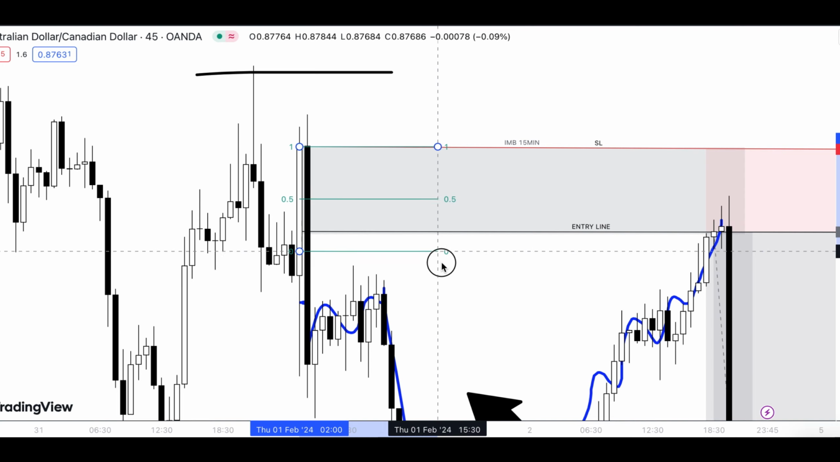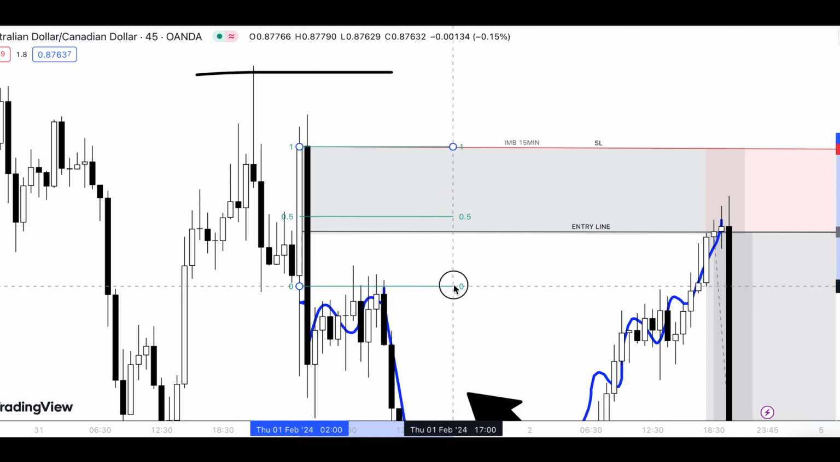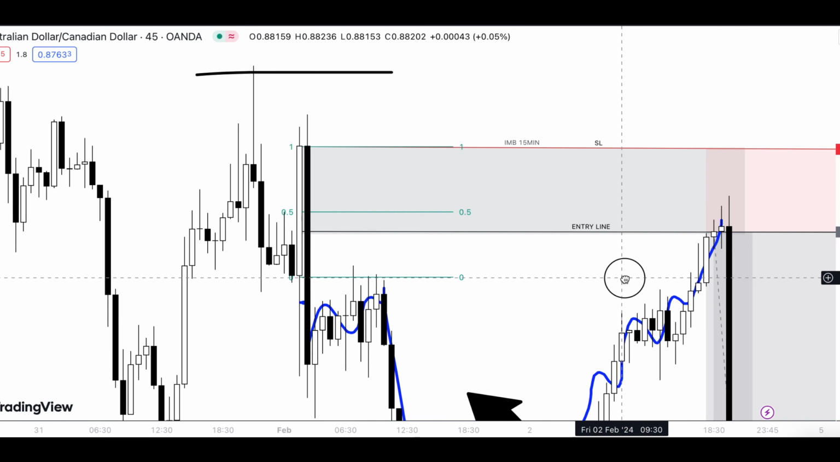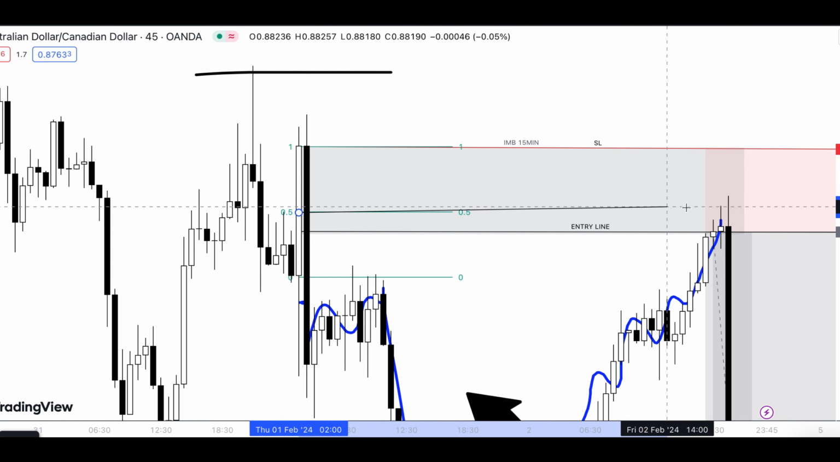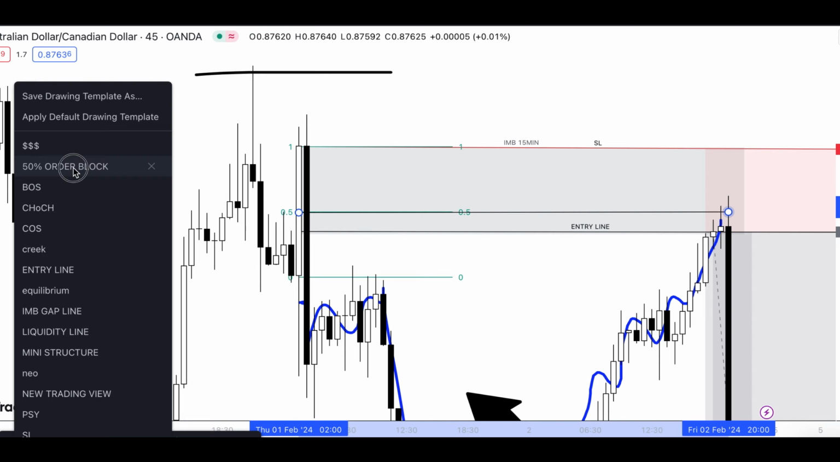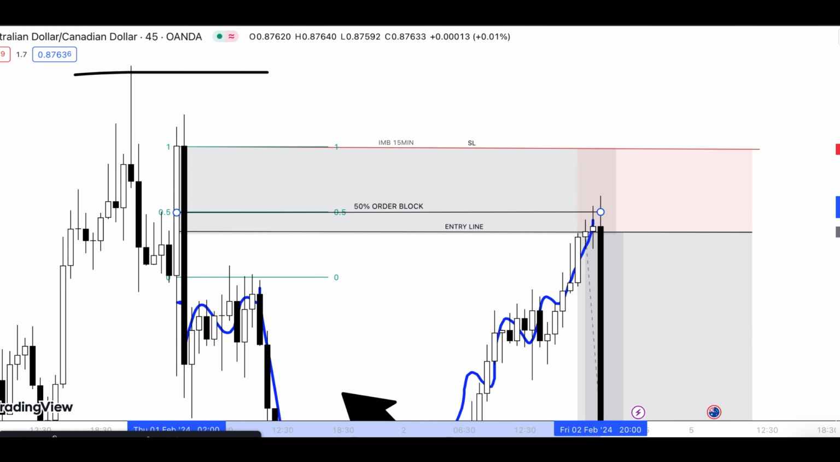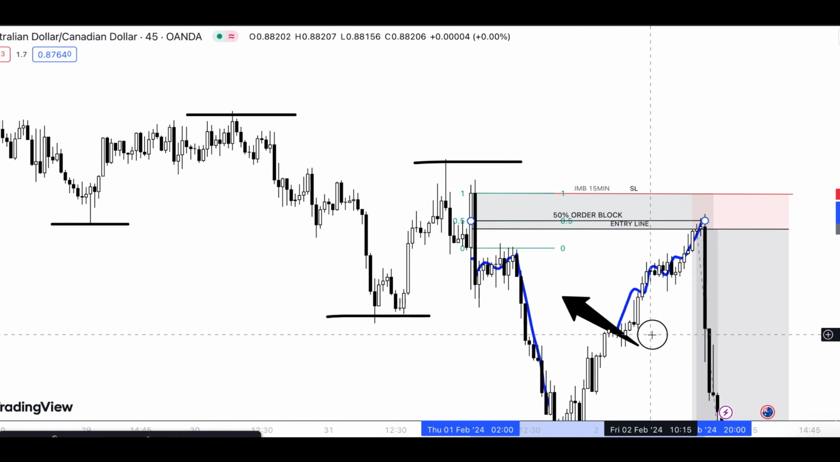You just take it and drag it from top to bottom of the order block. Then you take a line and mark that middle line, which is a 0.5 line, and then you write on the line "50% order block," okay? This could have been an entry if you were looking at the order blocks, but for me, I was looking at the imbalance gap.